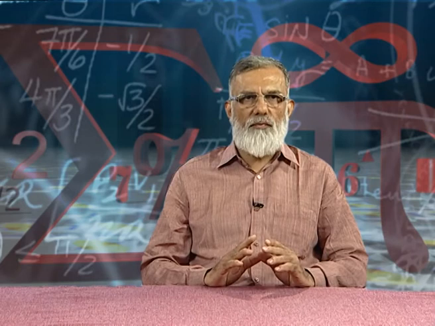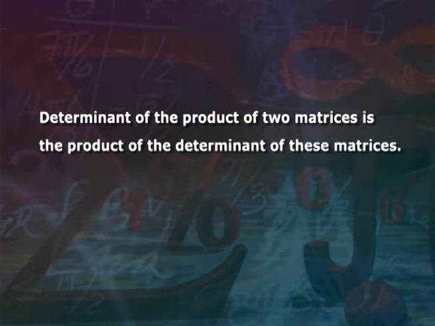If one uses the properties number 3 and 4, one gets 5. The value of the determinant remains unaltered if a multiple of one row or column is added to corresponding elements of some other row or column. 6. Determinant of the product of two matrices is the product of the determinants of these matrices, that is, determinant AB is equal to determinant of A multiplied by determinant of B.